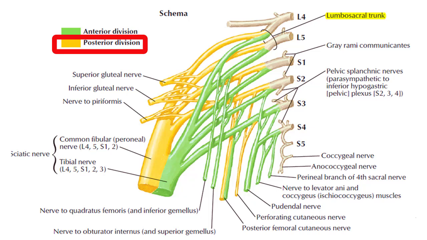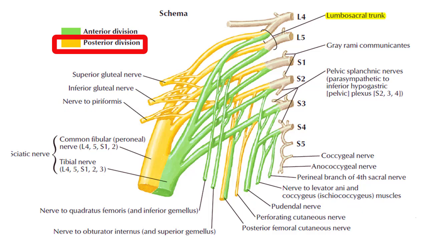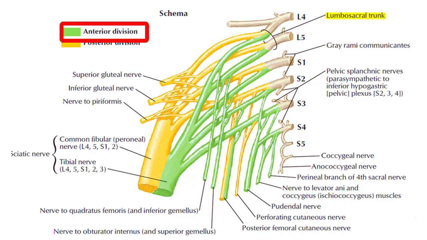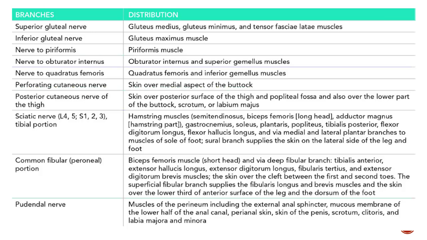From the posterior division, the branches that arise are the superior gluteal nerve, inferior gluteal nerve, nerve to piriformis, and the perforating cutaneous nerve. From the anterior division of the sacral plexus, the nerves that arise are the nerve to quadratus femoris, nerve to obturator internus, nerve to superior and inferior gemelli, pudendal nerve, and the nerve to levator ani and coccygeus. Again, focus on this table to understand the nerves of the sacral plexus.